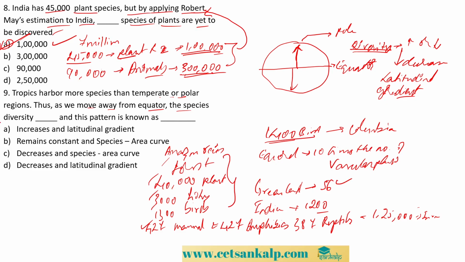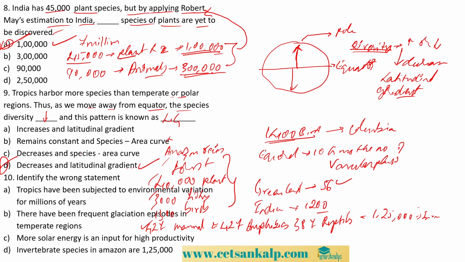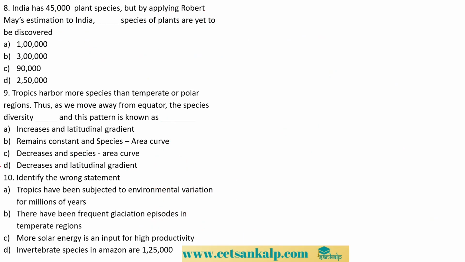So based on the question here, the diversity actually decreases and it is called the latitudinal gradient. The options given here are: A, increases and it is called the latitudinal gradient; B, remains constant and it is called the species area curve. No, that is not the answer. And decreases and species area curve; decreases and latitudinal gradient. So D is the right answer here. Yeah. So the next question, we will erase this. Now, D is the right answer. We'll just mark it once again here. Now, identify the wrong statement.